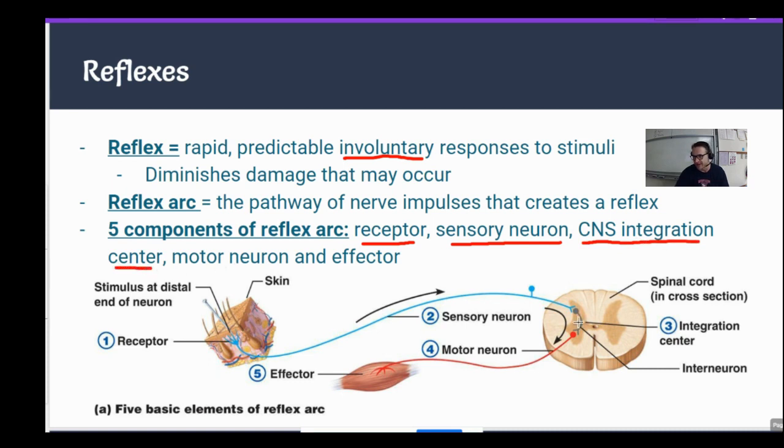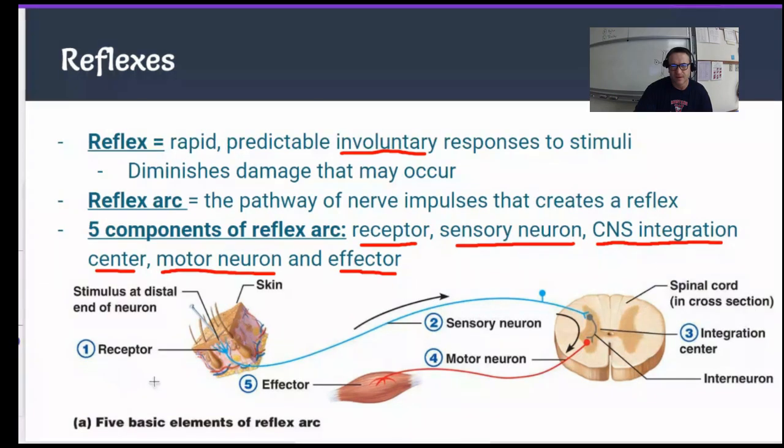And that's located right here inside the spinal cord. Then from the integration center, an interneuron goes to a motor neuron. And finally, the motor neuron sends an action potential down, and it's going to innervate, or connect to, some sort of effector to make whatever response is necessary in response to that stimulus. And here's a little diagram that shows the 5 basic elements of a reflex arc.